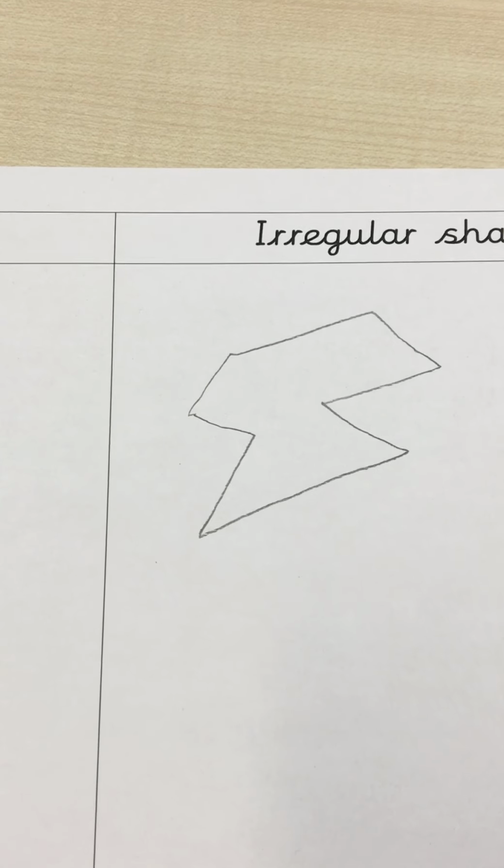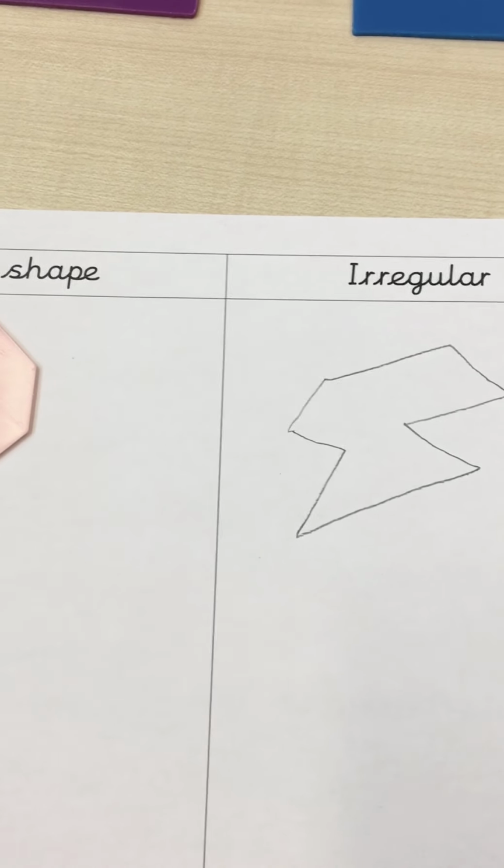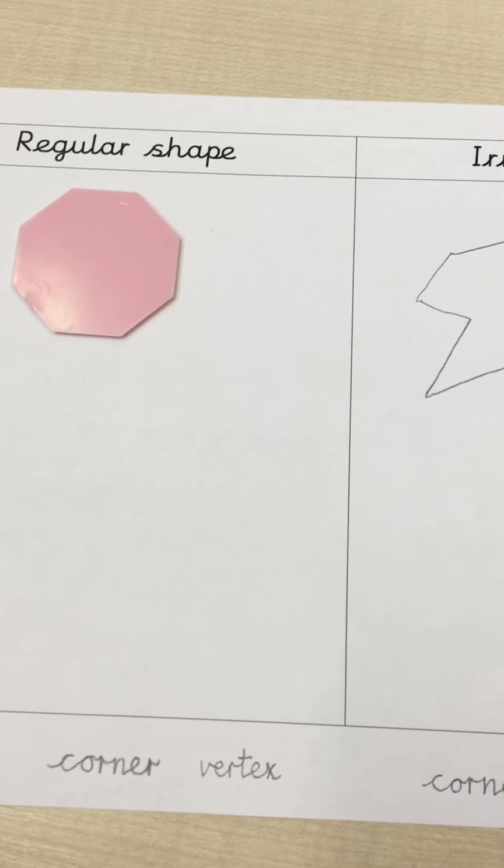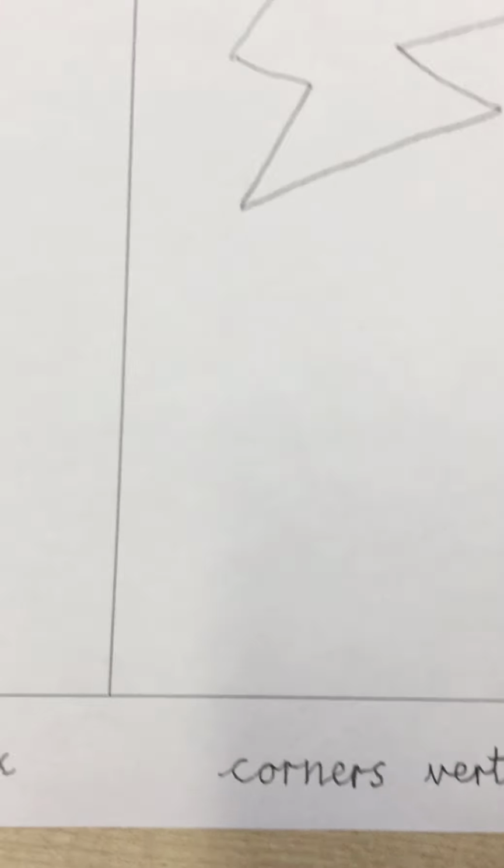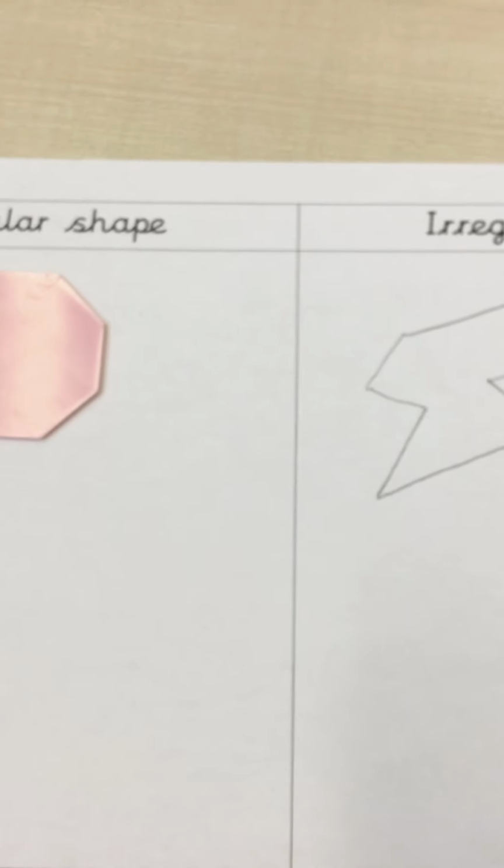So, we've done lots of work on shape today, learning their names and learning about the word sides, and also the word corner means vertex, or corners means vertices. Have a go at today's work on 2D shape.